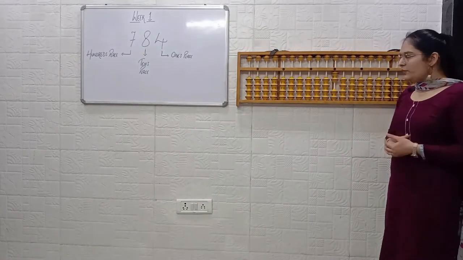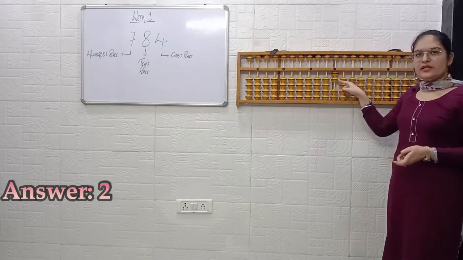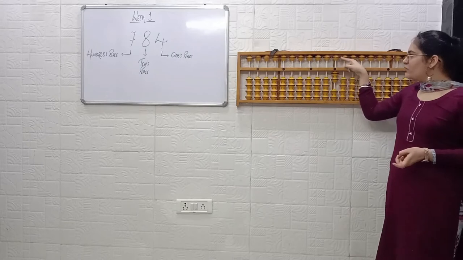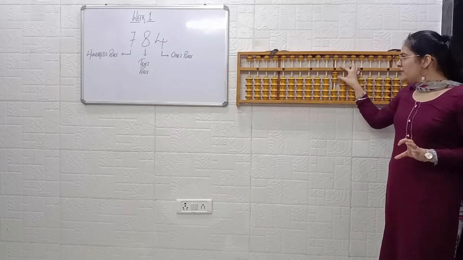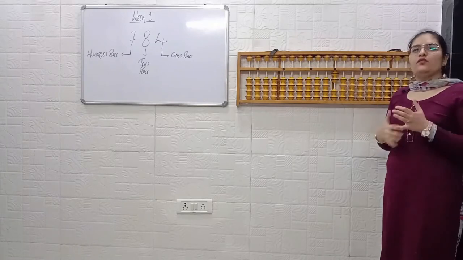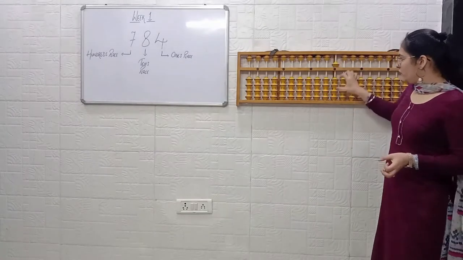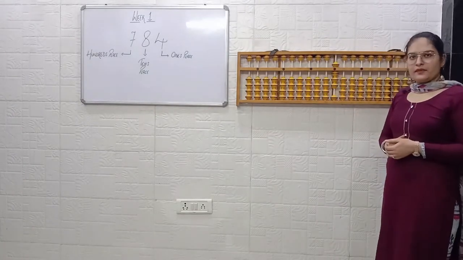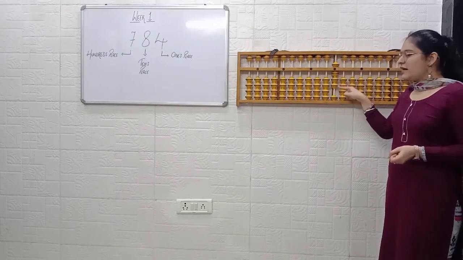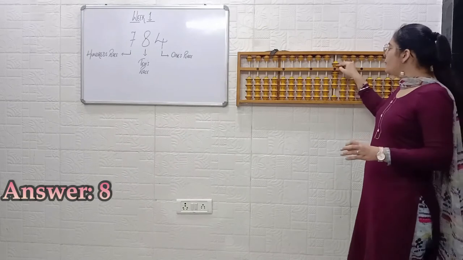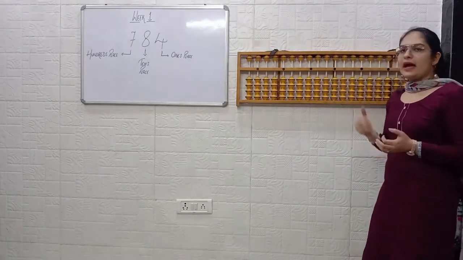Okay, now. 1, 2. Answer is 2. We will not read 5 because heaven bead is not touching the value bar. Okay, jitni beads hamari value bar se touch hoti hain, we will count just those beads. Okay, so answer is 2. Okay, now tell me. 5, 6, 7, 8. Answer is 8. I hope it's clear. Now we will be including tens rod as well.